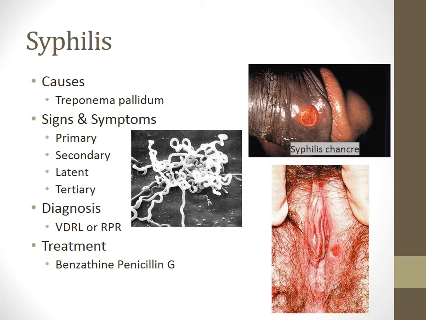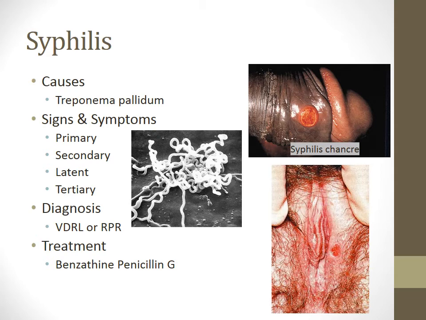Then we move on to secondary syphilis. If it's left untreated 2 weeks to 6 months after that canker disappears, then they may note a skin rash, especially on the palms of their hands and the bottom of their feet, and they're going to have flu-like symptoms. This stage can actually last 2 years.